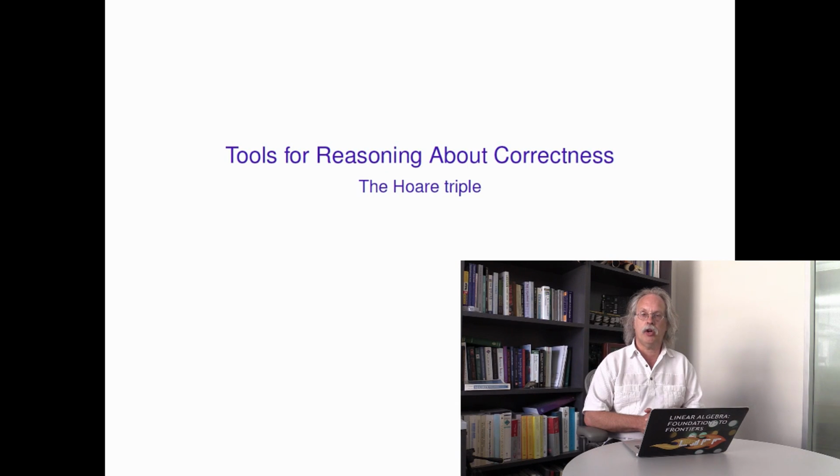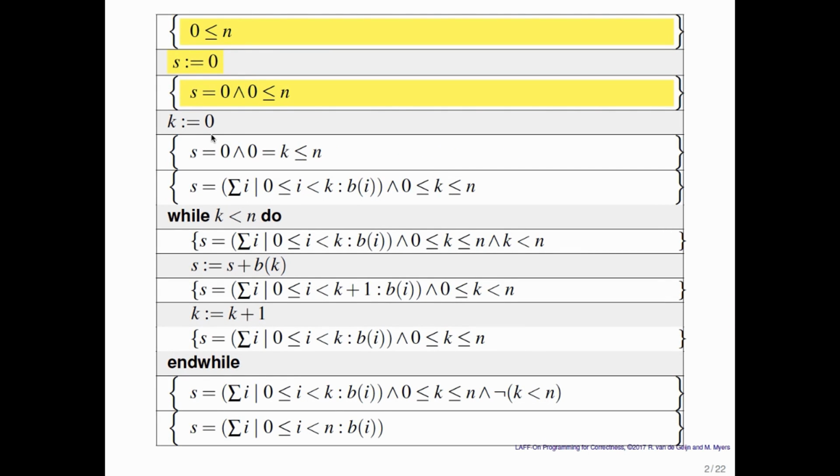In this section, we're going to talk about tools for reasoning about the correctness of programs. Let's look at the program about which we reasoned in the launch. What do we have here? Well, in the yellow boxes, we have that we start in a state where 0 is less than or equal to n. And if we then set s equal to 0, we end up in a state where s is equal to 0 and 0 is less than or equal to n.